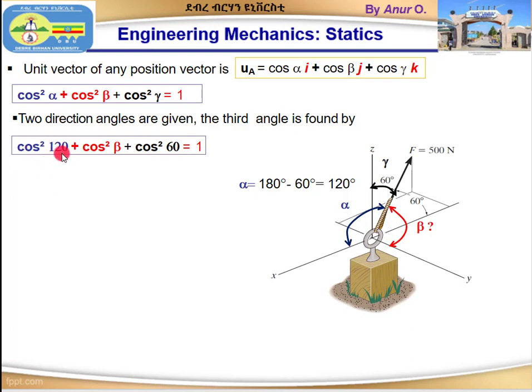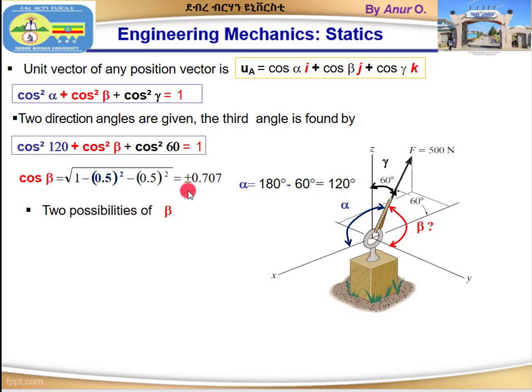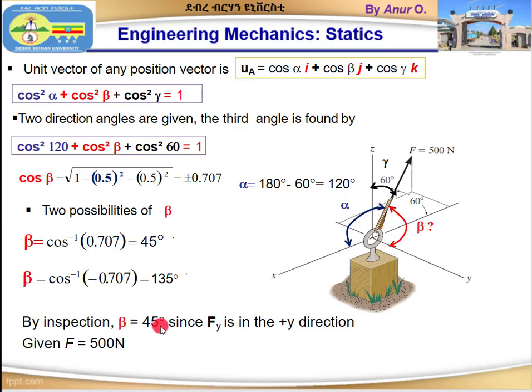So cos square 120, which means cos square alpha, plus cos square beta plus cos square 60 degrees, which is cos square gamma, is equal to 1. So cos beta is equal to the square root of 1 minus 0.5 square minus 0.5 square. So this will be plus or minus 0.707. Therefore, beta has two possibilities. Either it can be cos inverse of 0.707, which is 45, or it can be cos inverse of negative 0.707, which is 135 degrees. By looking at this problem, the force F is directed in the positive y-axis, so most probably this is 45 degrees from the positive y-axis.